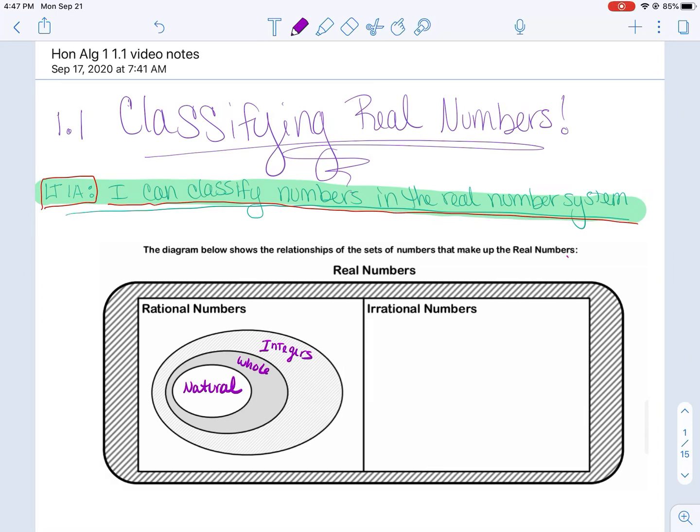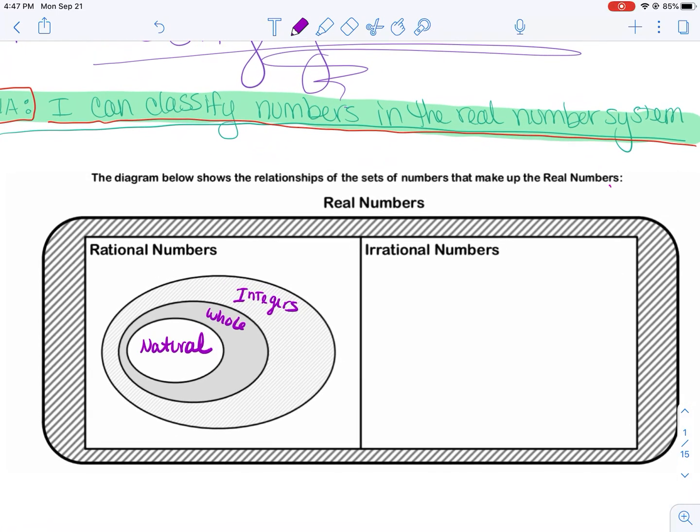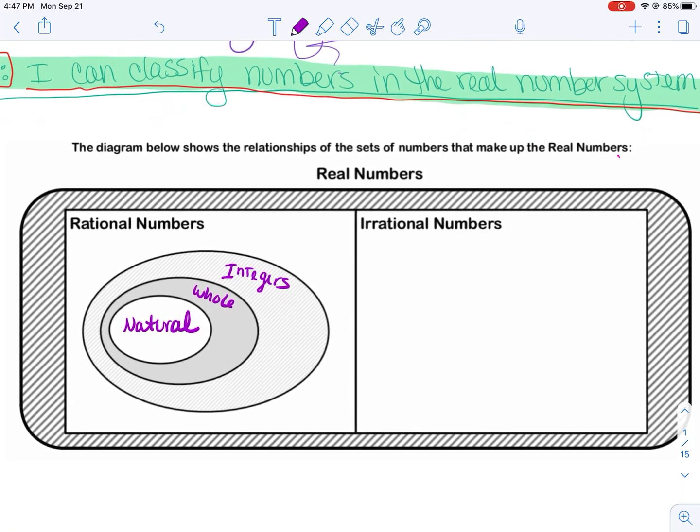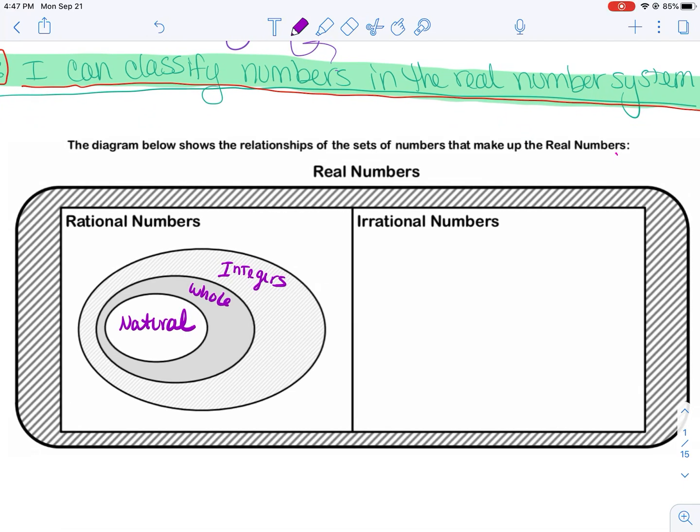So the first learning target that we're covering is I can classify numbers in the real number system. Well, we are looking at this diagram below. The real number system, this is sort of a visual representation of that. The real number system, those are all the numbers, the set of all the numbers that you have been used to seeing the whole time you've grown up, all right? And when we say a set, it's just really a collection of the numbers.